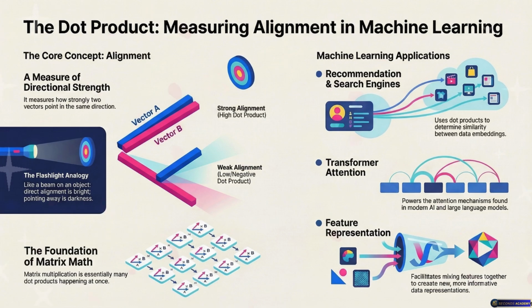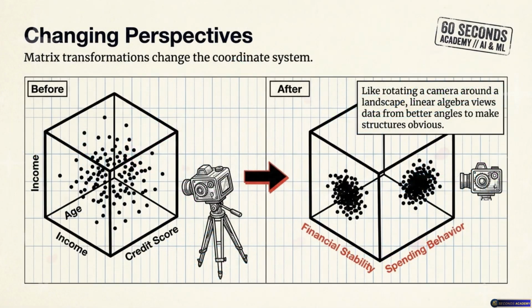It really is. But what happens if we want to look at our entire data set differently? We've talked about stretching space and checking alignments, but what if the mathematical grid we're using to measure everything is just fundamentally the wrong grid? This brings us to the concept of coordinate transformation, or changing our perspective. Sometimes the problem isn't that the data is hopelessly tangled, it's just that we are looking at it from a terrible angle. Let's use a landscape photography analogy.